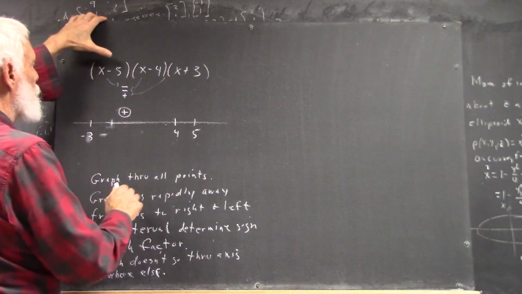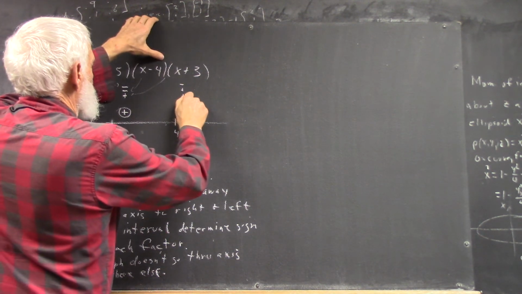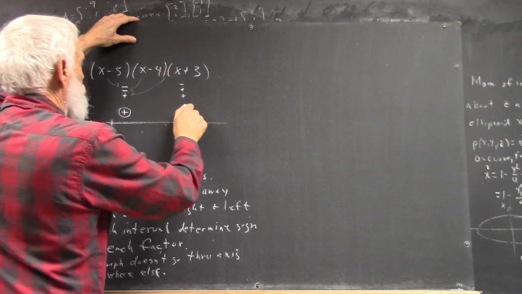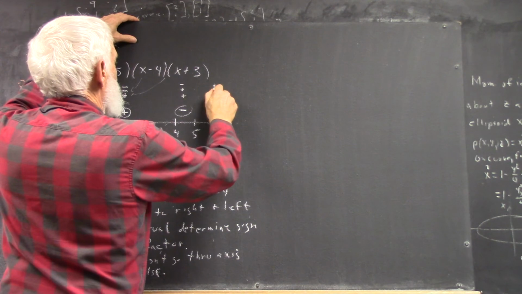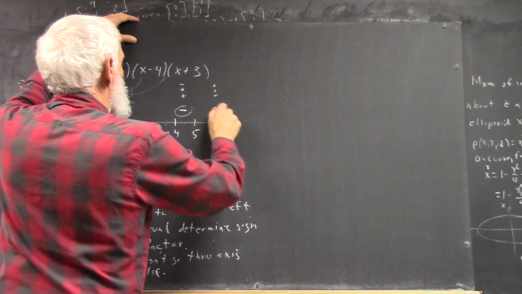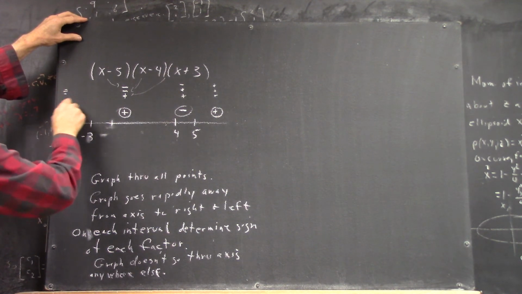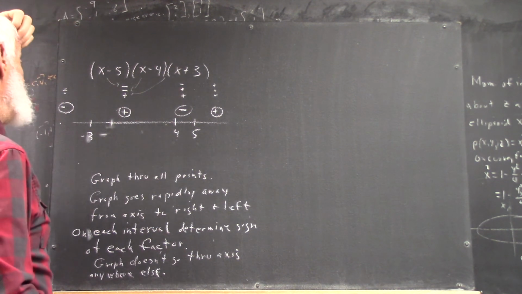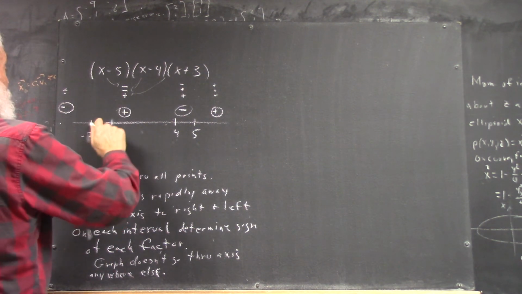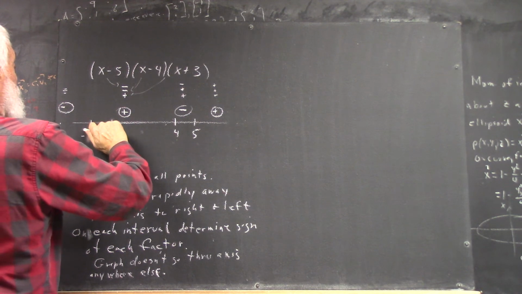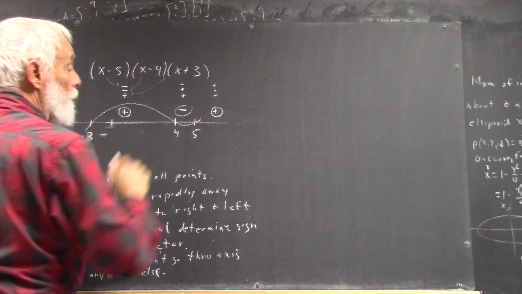Okay, well, between 4 and 5, x minus 5 is negative, x minus 4 is positive, x plus 3 is positive, so you get a negative, right? On this interval, they're all positive. On this interval, they're all negative, which gives you a big old negative. Meaning now that your graph is negative here, it goes negative to positive, so it comes up like this. It comes through here, comes down through here, and comes back up here, right?